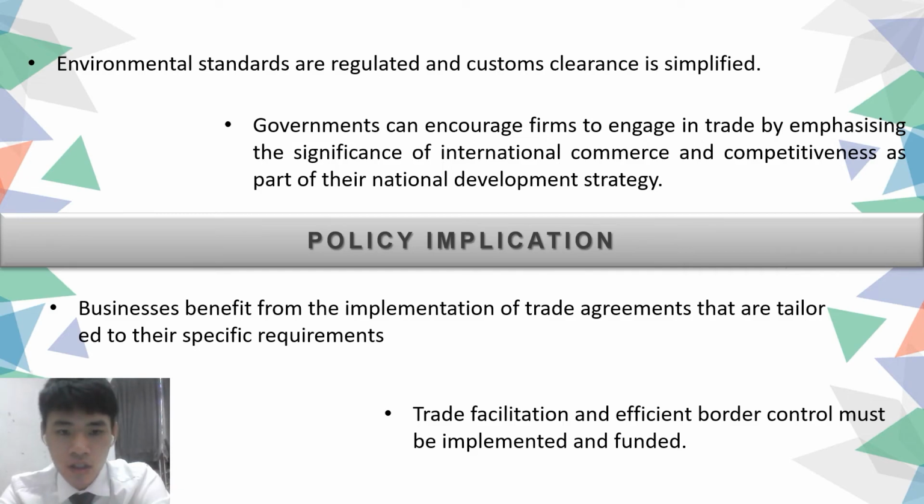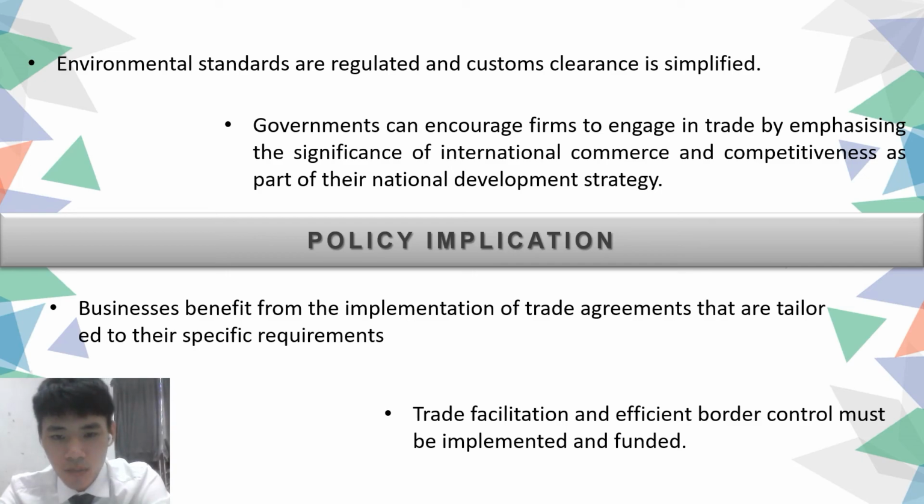As part of their national development strategy, governments can encourage businesses to trade by stressing the importance of international commerce and competitiveness for growth, equity, and fairer distribution of wealth. Markets need to be open and fair. Entrepreneurship and productivity go up, prices go down and quality goes up, and consumers have more choices. International trade is a key part of getting rid of poverty around the world, as many studies have shown.